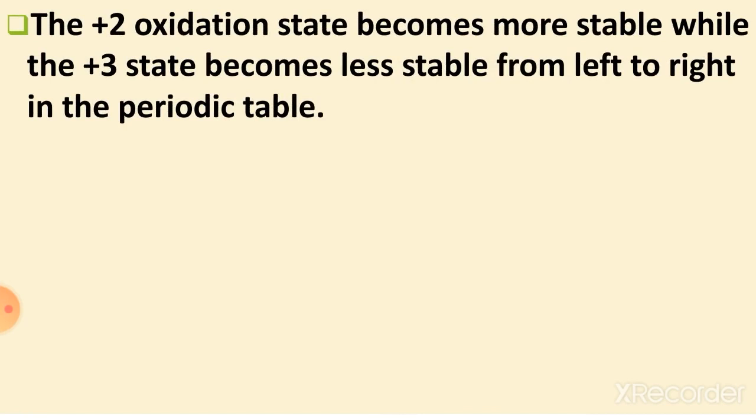Now students, next point: the +2 oxidation state becomes more stable while the +3 oxidation state becomes less stable from left to right in the periodic table.